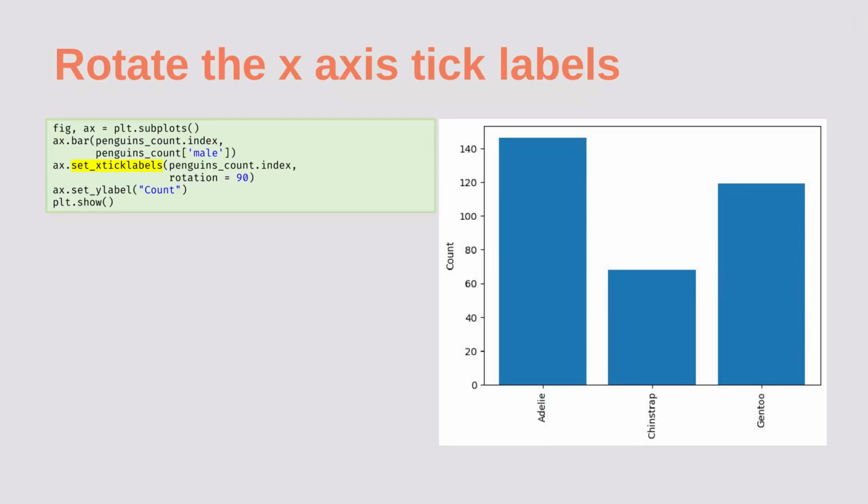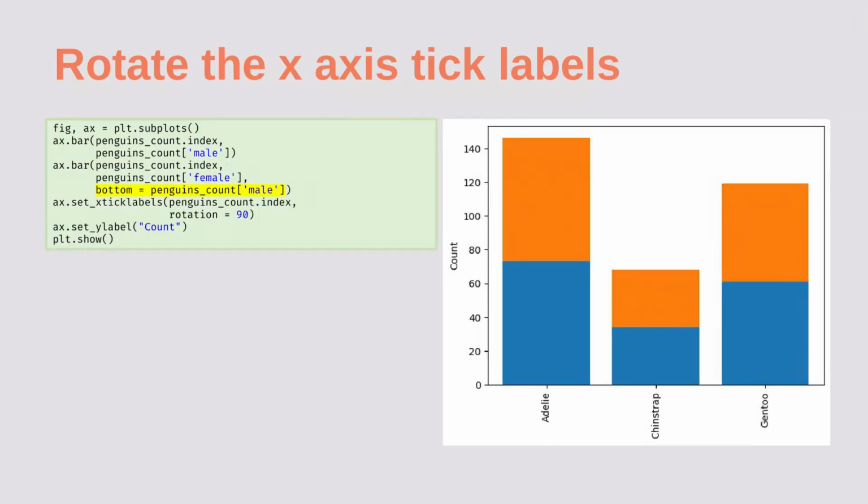We can rotate the x-axis tick labels by 90 degrees by using the set_xticklabels method of the axis object by selecting the index column and setting the rotation argument to 90 degrees. Next, let's add the data for the female penguins. To include all this information in the same bar chart, we'll create a stacked bar chart.